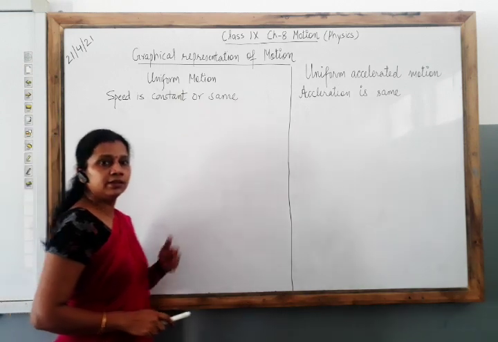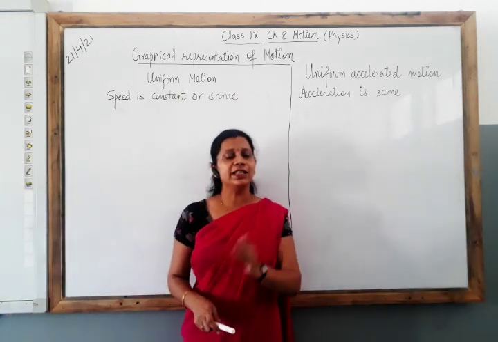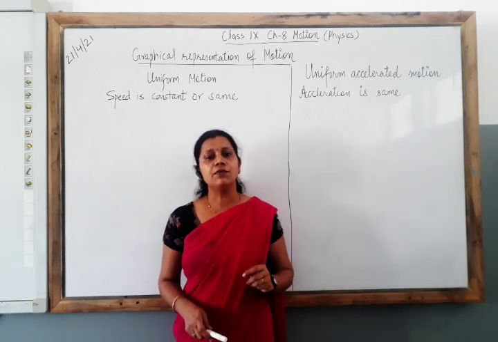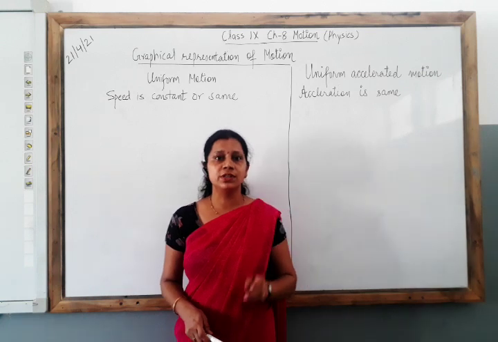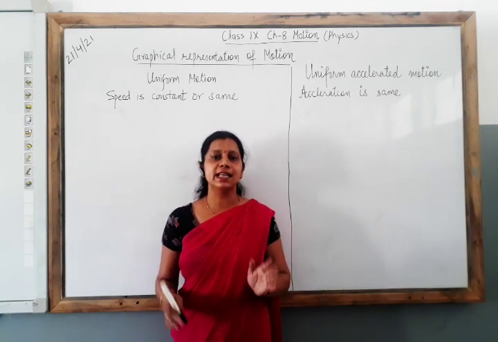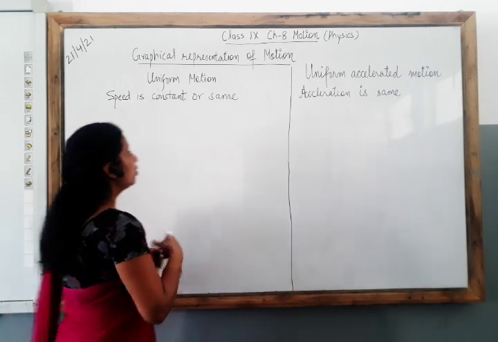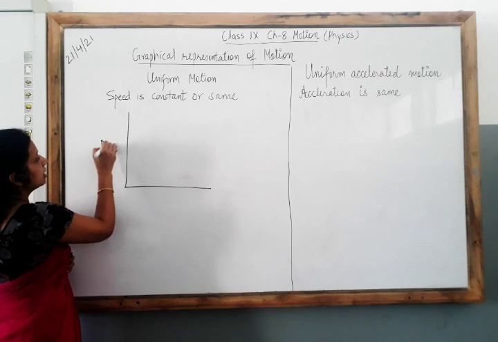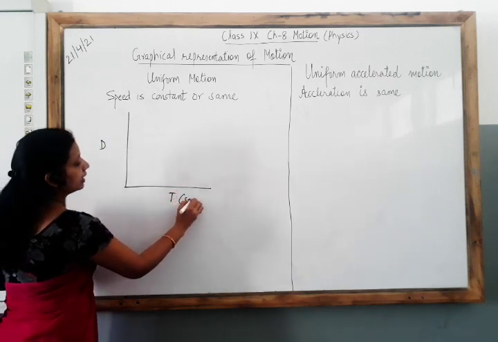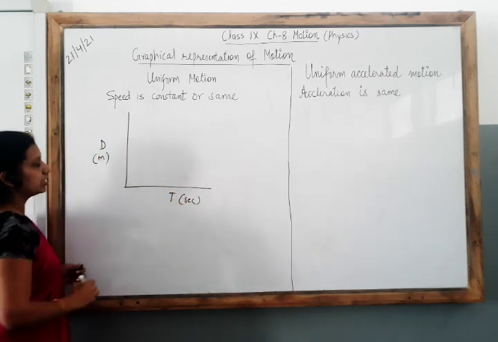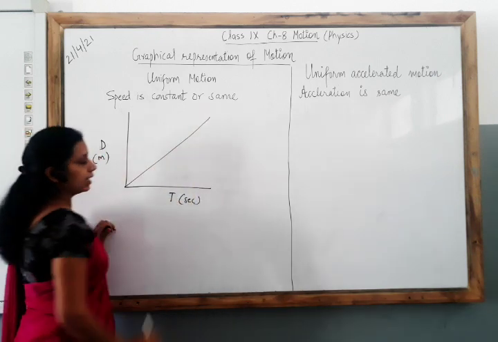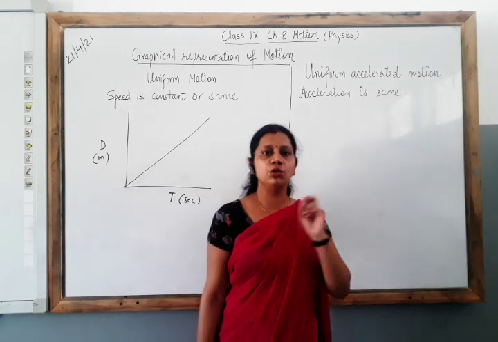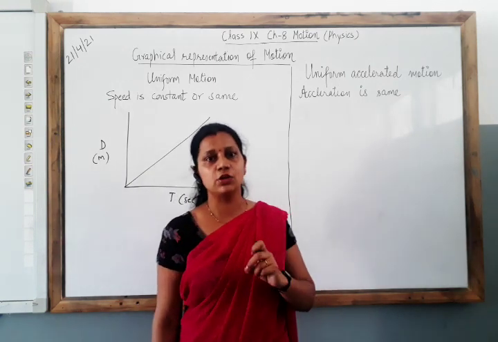Uniform motion is an object traveling equal distance in equal intervals of time. When you have to draw a graph of uniform motion, you take distance on the y-axis and time on the x-axis. So if I draw a graph of uniform motion between distance and time, the unit of time is second and the standard unit of distance is meter. What I will get is a straight line. Here uniform motion means speed is the same throughout, or speed is constant, it is not changing.